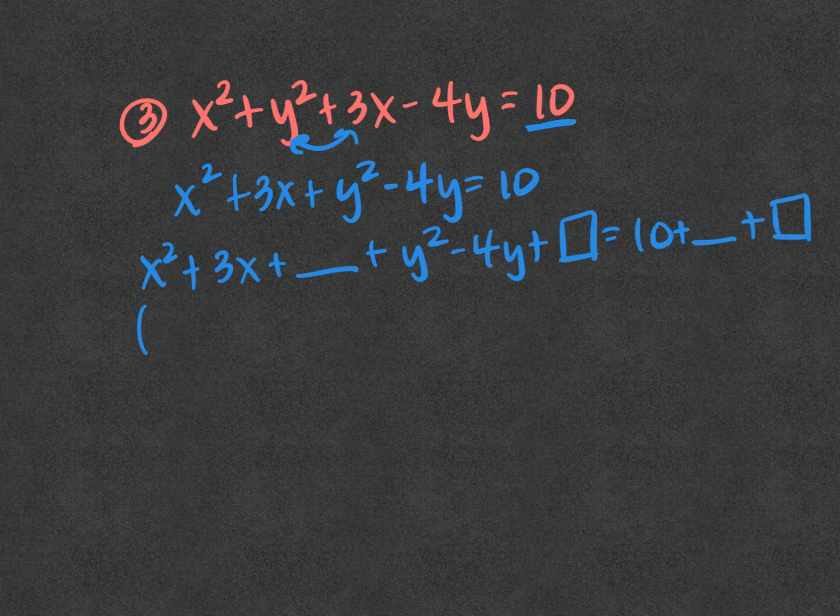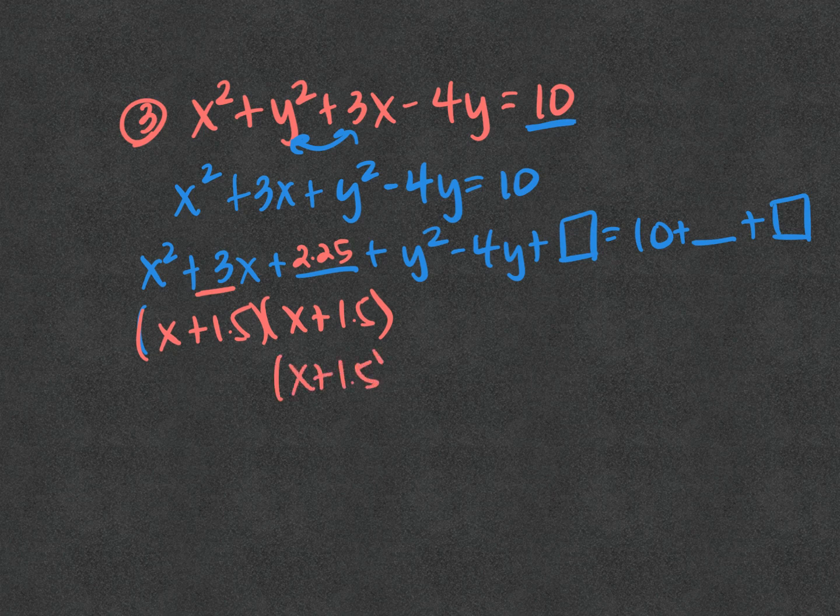All right, now what is half of 3? I'm going to do this in terms of decimals. You can use fractions if you'd like, but a lot of people like decimals, so I'm going to go that way. Half of 3 is 1.5. Squared is 2.25. This factors into x plus 1.5 times x plus 1.5, because notice that's half of your b. So that would be x plus 1.5 quantity squared.